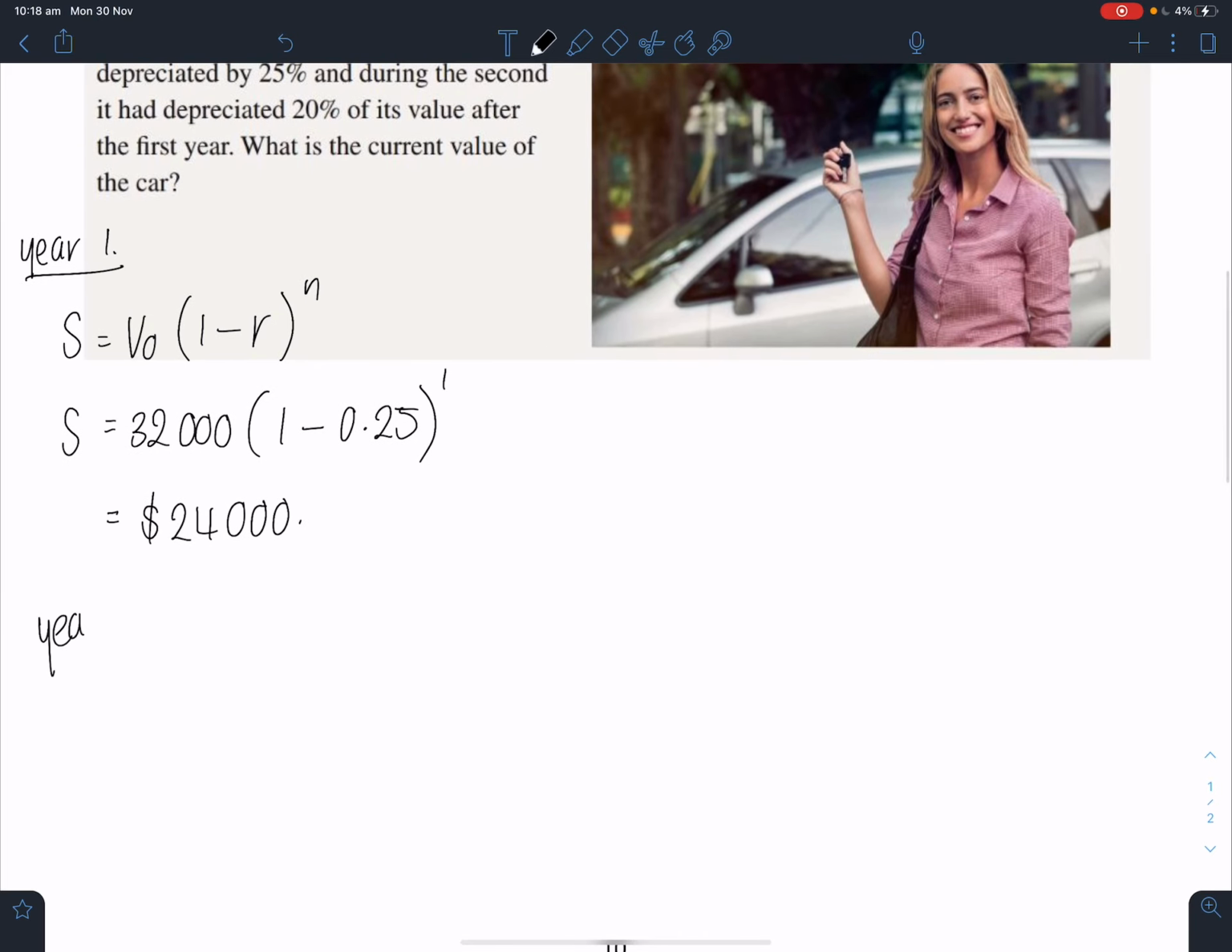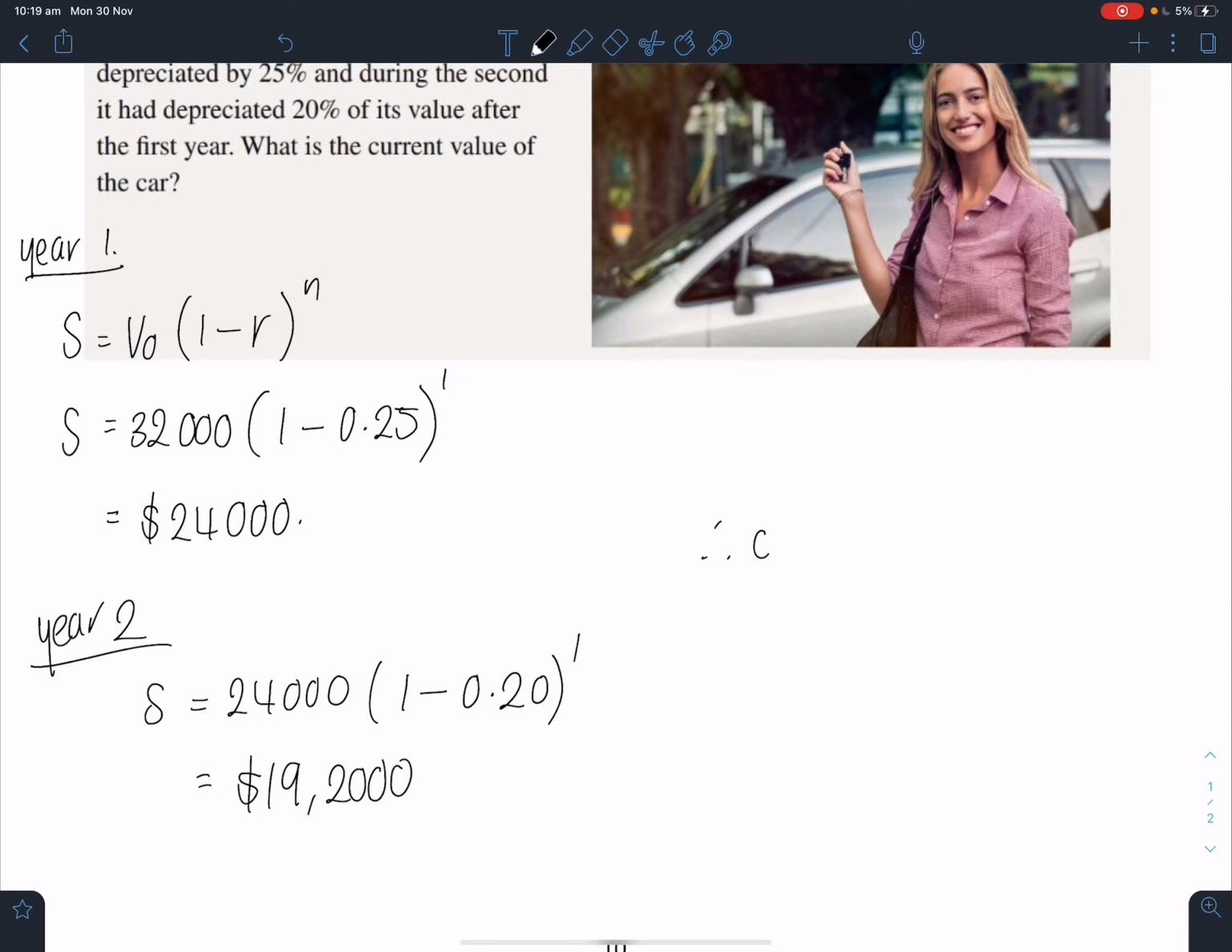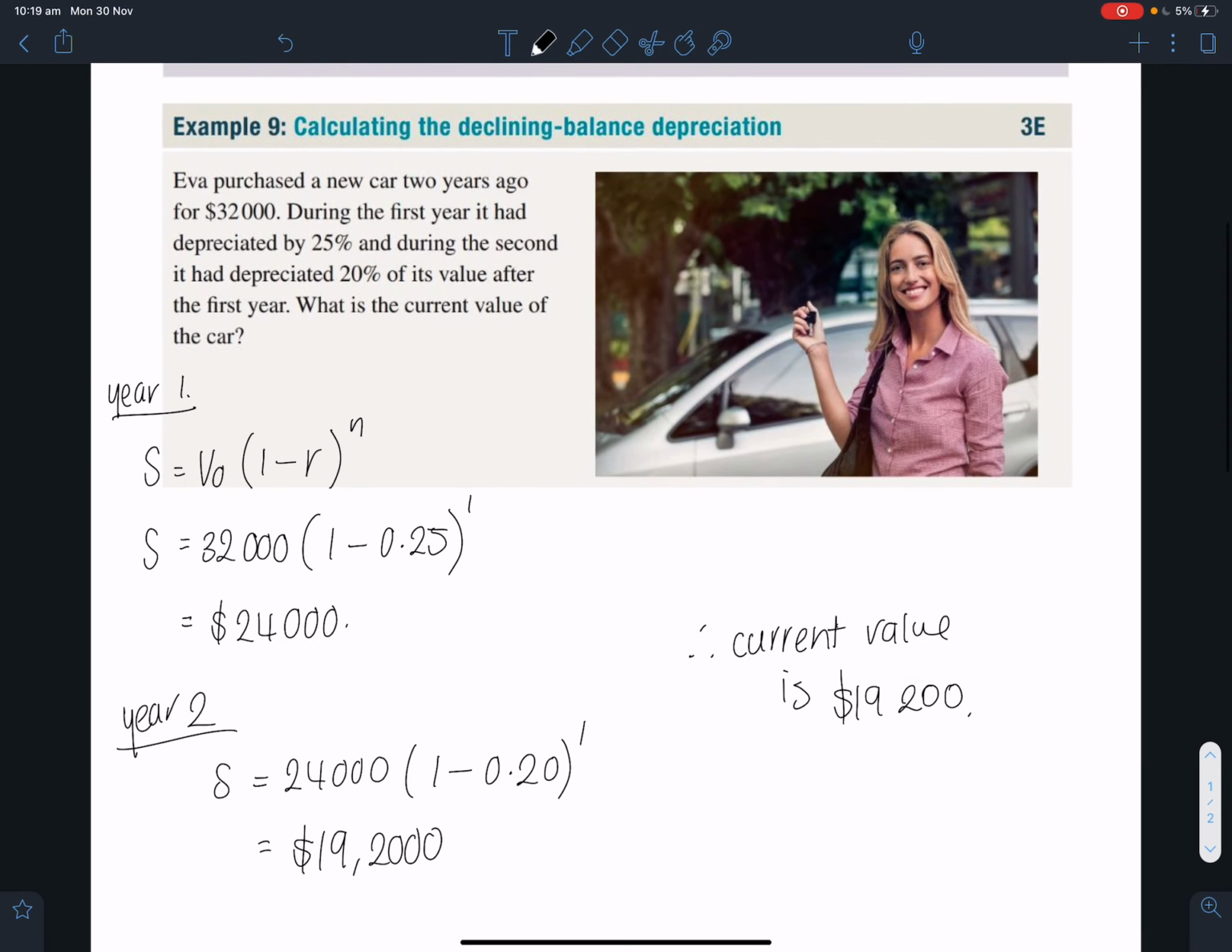Now year 2, doing it again. You're finding S. The value after the first year is $24,000, times 1 minus 0.20 this time because it's 20%, to the power of 1. Put that into your calculator and you'll get 19,200. So therefore, the current value is $19,200. Make sure that you are making your final answer quite clear when there's a bit of messing around with the working out.